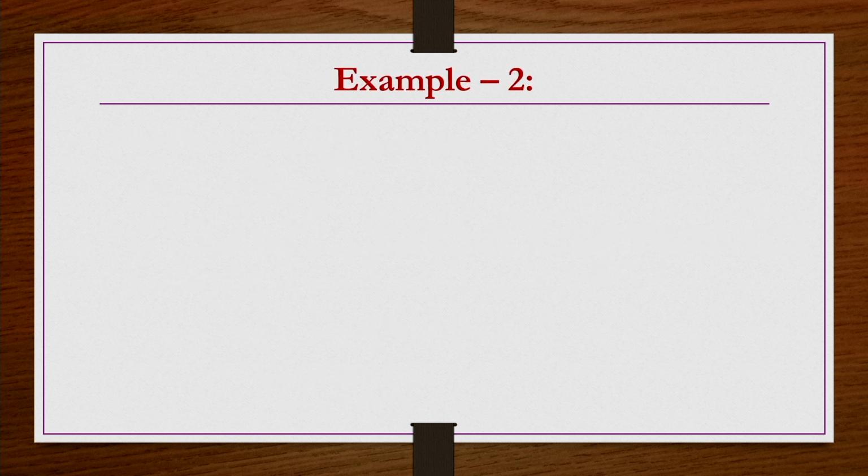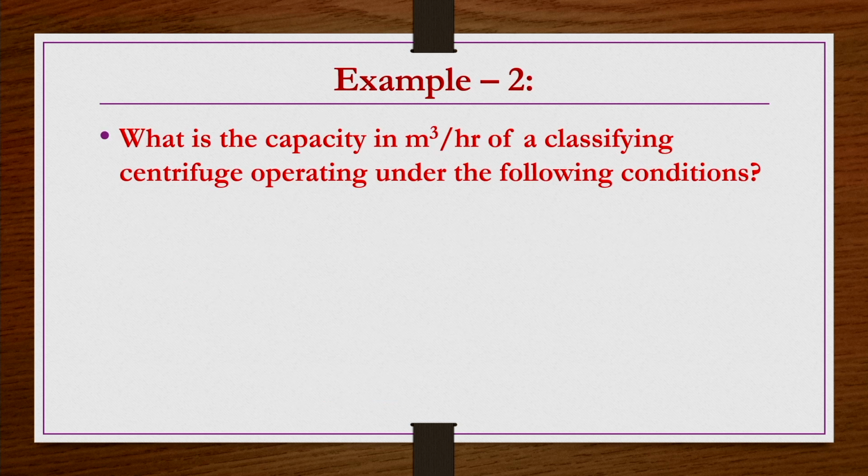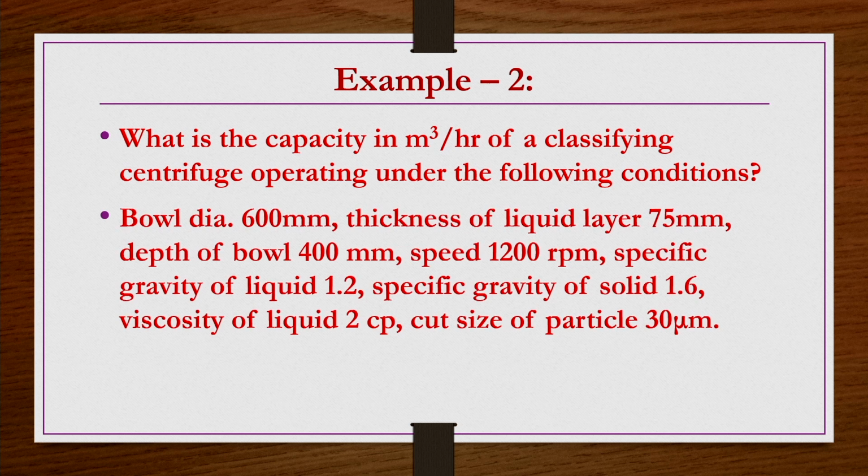Now, we go to example number 2. What is the capacity in meter cube per hour of a classifying centrifuge operating under the following conditions? Bowl diameter, thickness of liquid layer, depth and speed are given; specific gravity of liquid and solids are given, viscosity of liquid is given, and the cut size of the particle dpc is given as 30 microns. Then you have to calculate the volumetric flow rate in meter cube per hour. From the solution we get meter cube per second, but that has to be converted into meter cube per hour.